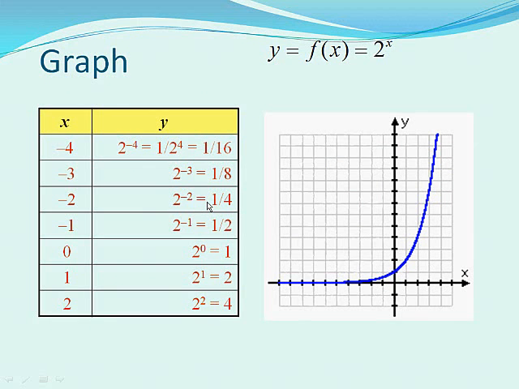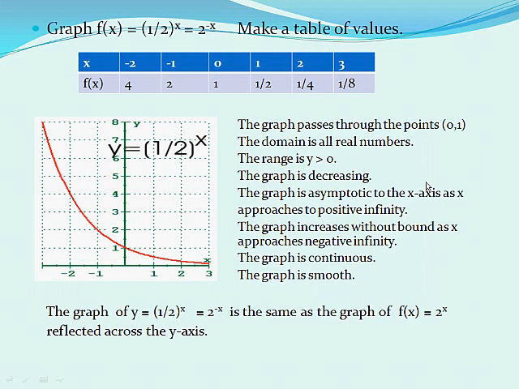Here is how the graph of y equal to 2 power x will look like. It passes through the point 0, 1, and it increases very rapidly. If we graph the function f of x equal to 1 by 2 power x, which can also be written as 2 power negative x, the graph will look like this. The graph again passes through the point 0, 1. The domain is all real numbers, and we can notice that the graph is decreasing from left to right. The graph is continuous, and we have a list of other properties here.